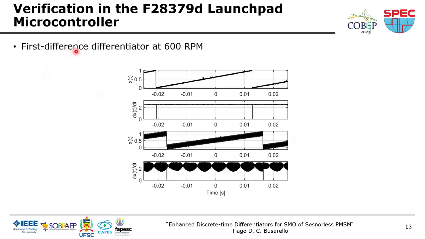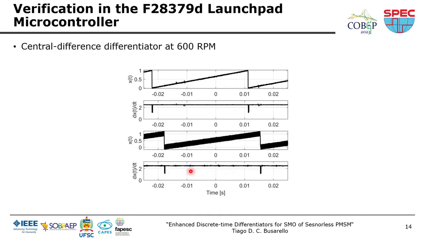Starting with the first differentiator and the machine running at 600 RPM. This is the most classical differentiator, using rapid control prototyping. You can see here the sawtooth waveform, the rotor position with no noise, but you can see that the derivative of that signal has this minus infinite variation. When we apply noise to this signal, you can see that the result is quite messy, it's not good. Moving to the proposed differentiators, starting with the central difference in the same condition.